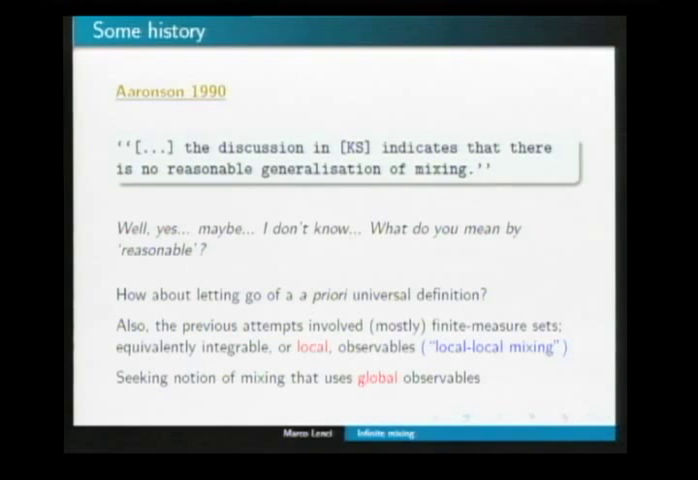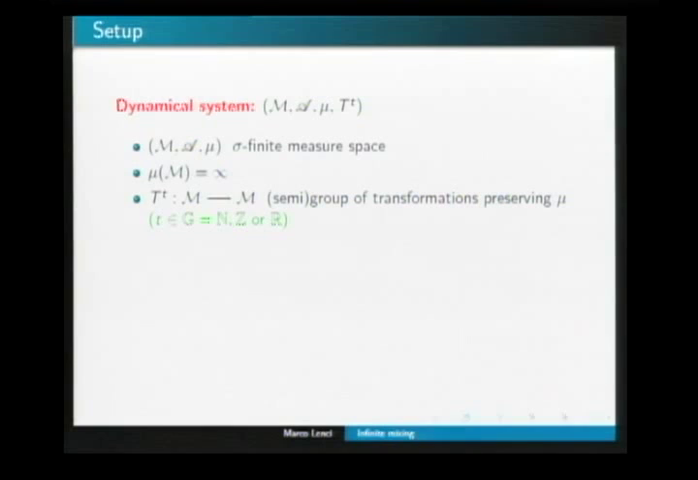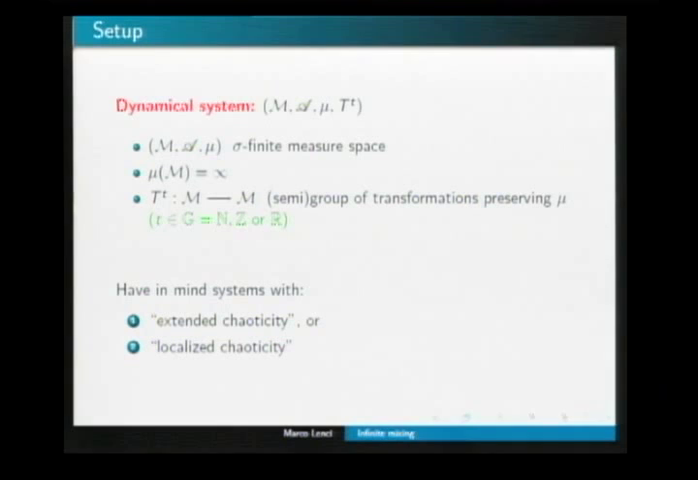So let's get a little more formal. I try to be as general as possible here. This is my dynamical system. This is just to lay out the notation. I consider either maps, endomorphisms, automorphisms, or even flows. It really doesn't matter. Just think of T as a measure-preserving map of a sigma-finite measure space. Anyway, I have in mind systems where the chaoticity or the mixing property, whatever that means, happens either everywhere or in localized parts of the phase space. So I'm going to call these two situations extended chaoticity or localized chaoticity.